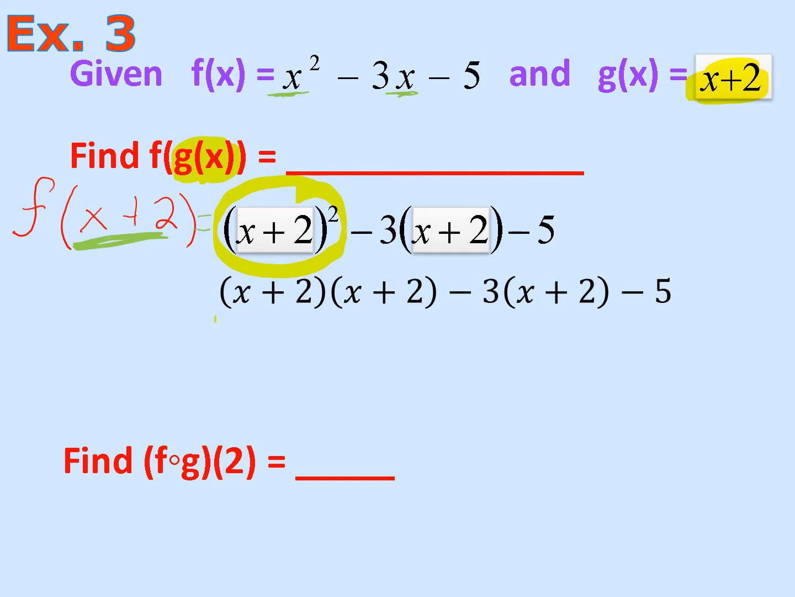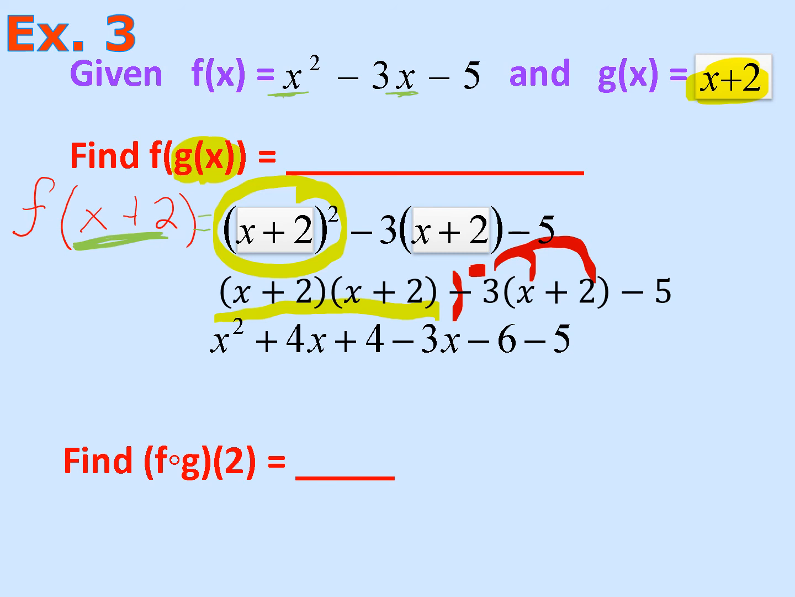Then you can FOIL this or you can box it. It doesn't matter. But you end up with x squared plus 4x plus 4. And then what I did here, you'll notice, is I changed this to plus a negative. And then I distributed that negative 3 across so that I got minus 3x minus 6 and then minus 5. Now, from here on out, all you have to do is combine like terms.